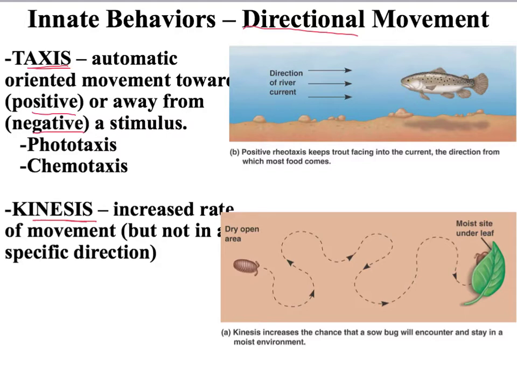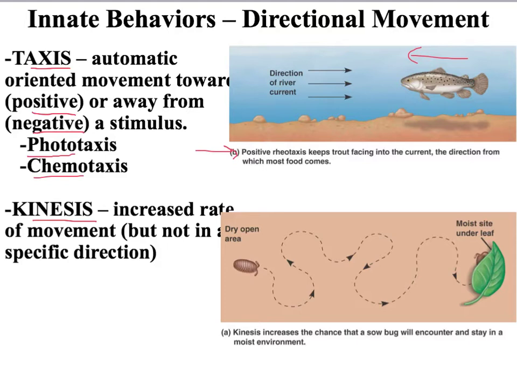Now we can combine this with the type of stimulus that would cause it. For example, phototaxis would be taxis in response to a light stimulus. Chemotaxis would be in response to a chemical. This example over here has rheotaxis, which is in response to a current. So here's a trout, and it's swimming toward a current. That's why this can be positive rheotaxis. Whenever the stimulus is a current, a trout could orient itself toward that current.